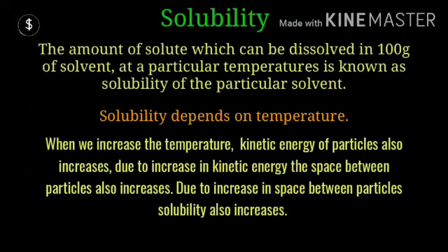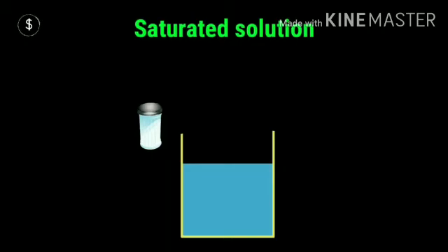When we increase the temperature, kinetic energy of particles also increases. Due to increase in kinetic energy, the space between particles also increases. Due to increase in space between particles, solubility also increases. It means when temperature is increased, the gap between the particles increases, and in that gap the sugar particles can occupy the space. So in this way we can say that solubility depends on temperature, and on increasing temperature it increases.